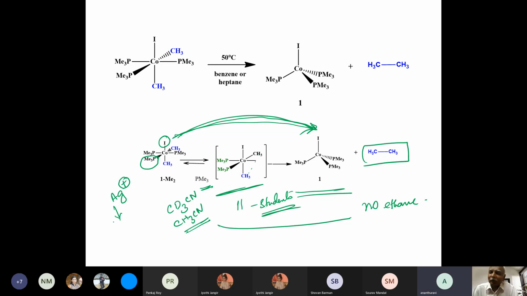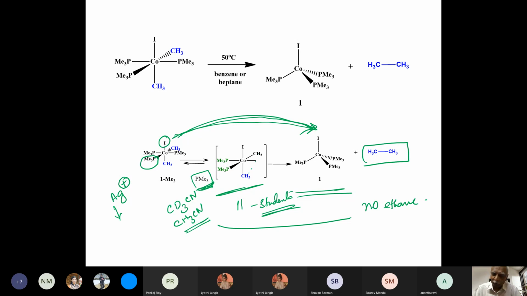PMe3 is a gaseous species, so there will be effervescence if PMe3 were to be dissociated. Okay, I don't know the boiling point of PMe3, I didn't check it up, but I think it is probably a highly volatile species, like you're thinking. But it was possible to add some PMe3 in solution.